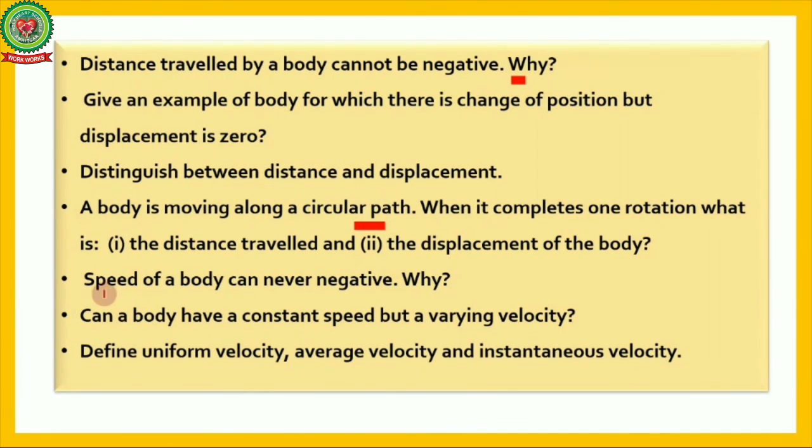Next question: speed of a body can never be negative. Why? Can a body have constant speed but a varying velocity? And the last question is: define uniform velocity, average velocity and instantaneous velocity.